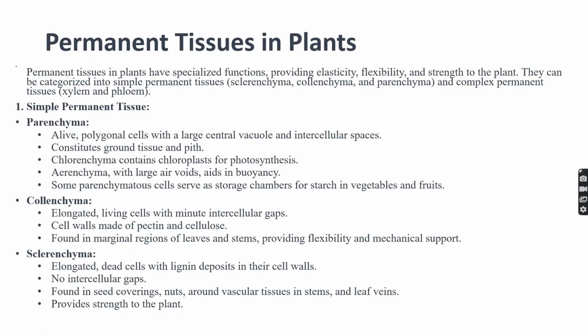Now coming to your permanent tissue. Permanent tissue, as I told, can be simple permanent tissue, another is your complex permanent tissue. Simple, the name is simple because these are made up of one type or single type of cells, and complex, they are having different types of cells, but still they are forming one tissue. Okay, so permanent tissue in plants have specialized function providing elasticity, flexibility, strength to the plant.